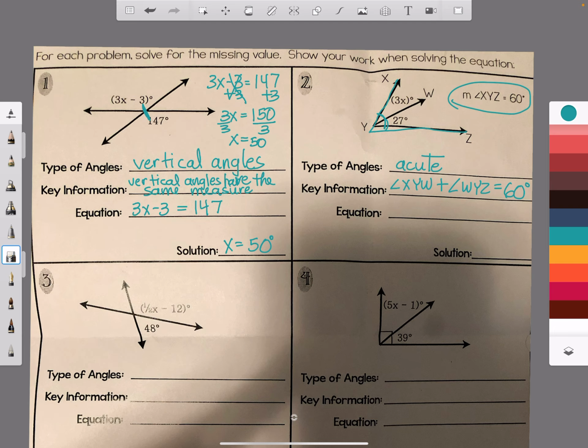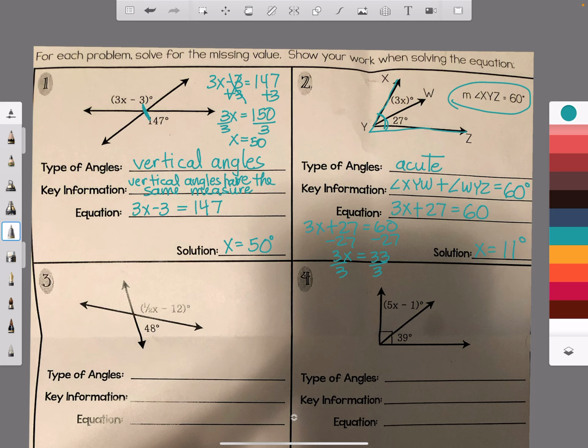I think that's what she means for the key information. So the equation would be then, oops, did not mean to put that on erase, 3x plus 27 equals 60. And again, we just solve for x. So we've got 3x plus 27 equals 60. That's minus 27. And then we get 3x equals 33. And divide by 3. And we get that x equals 11 degrees.